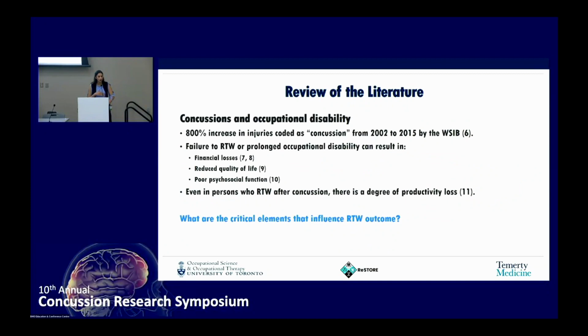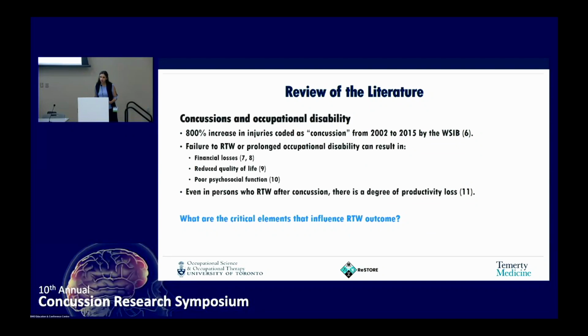We see that although the rate of injuries is reducing overall, as the WSIB says, we're getting better with workplace health and safety, concussions are on the rise. We also see that a failure to return to work or prolonged occupational disability can have significant consequences for individuals. Reduced quality of life is an example. And even in individuals who do return to work after a concussion, there's often a degree of productivity loss.